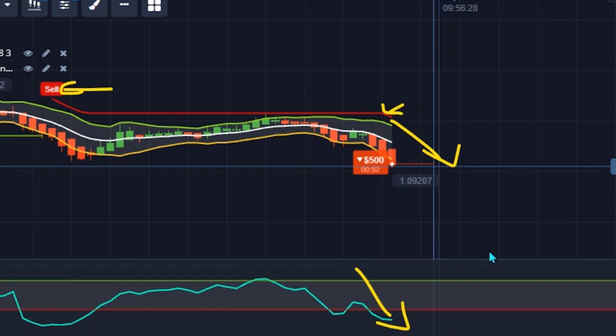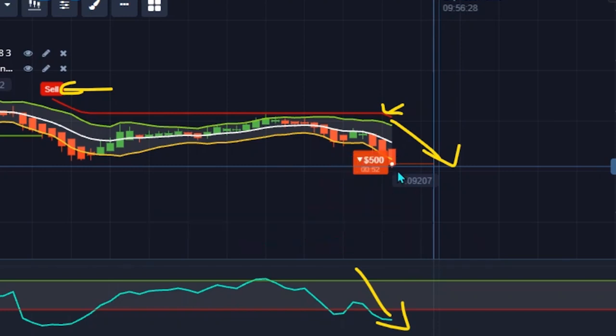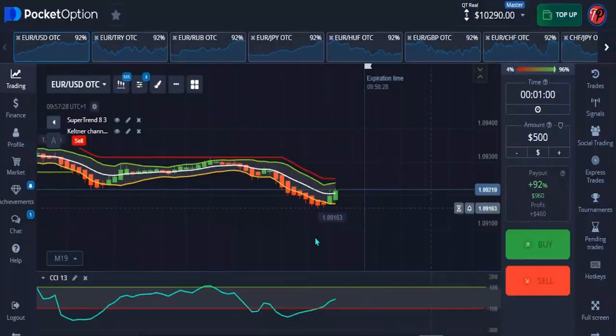The last thing is your candlestick. Make sure that the candlestick you're placing your trade on is very strong. Not only that, the candlestick must be below the yellow line of the Signal Channel if you're going for a down trade. All right, a good one there, guys.